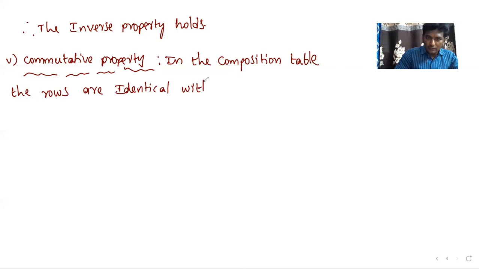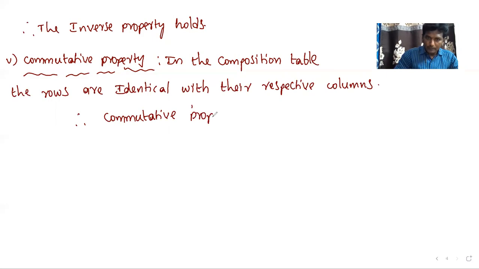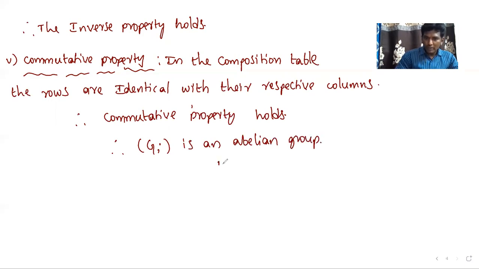With their respective columns. Therefore the commutative property holds. Therefore the algebraic structure G comma dot is an abelian group. Hence proved. Hence solved.